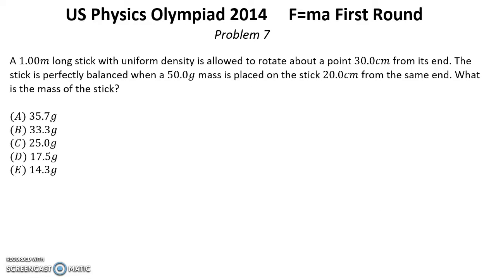Problem number 7. A 1 meter long stick with a uniform density is allowed to rotate about a point 30 centimeters from its end. The stick is perfectly balanced when a 50 gram mass is placed on the stick 20 centimeters from the same end. What is the mass of the stick?